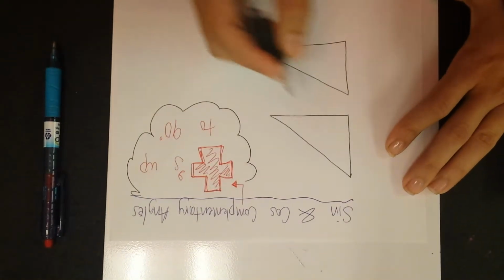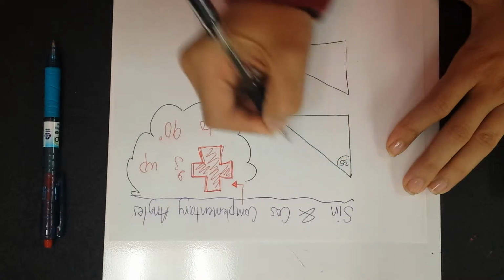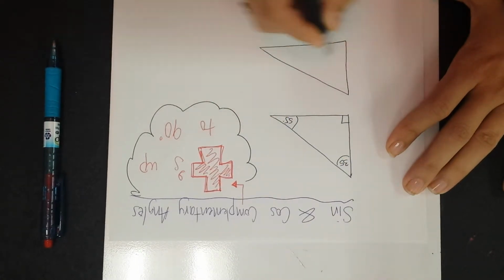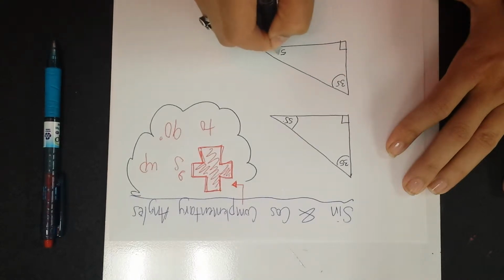All right, and we're going to label the angles. Say this is 35 degrees. This one is 55, obviously, if it has to be a right angle. So 35, 55.